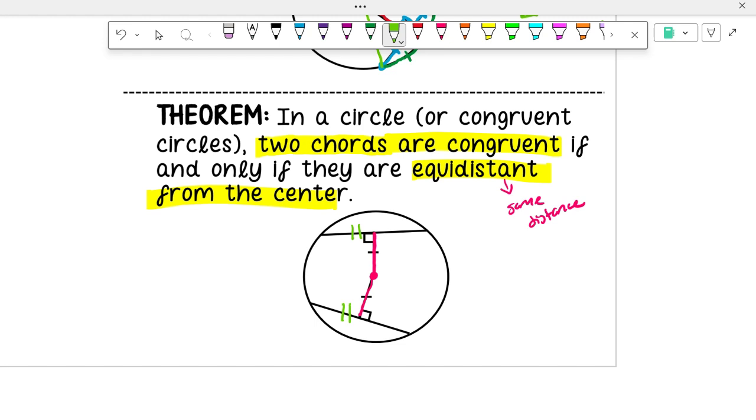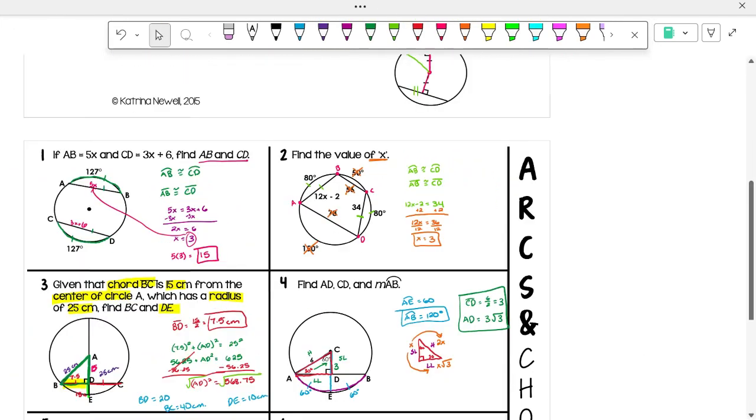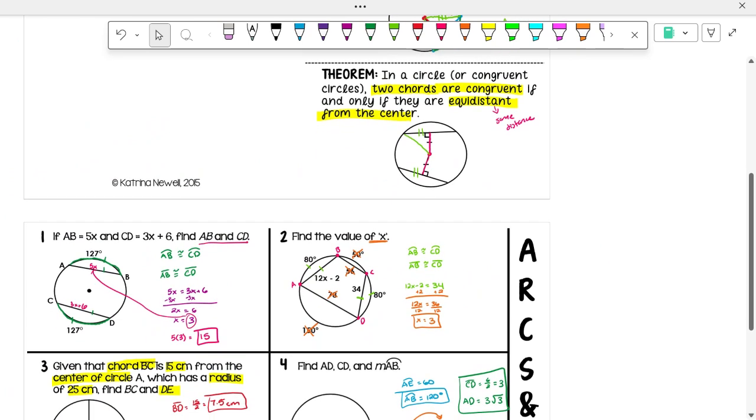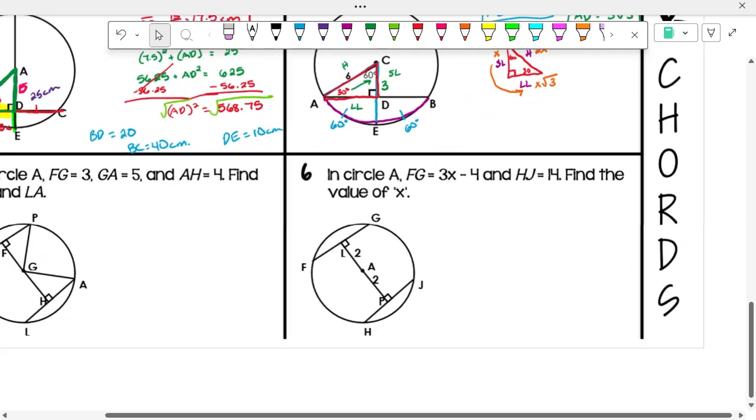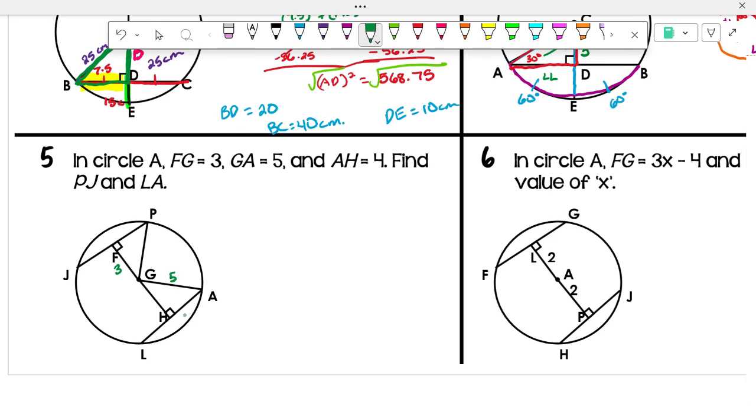Now, same thing. Sometimes you'll see some right triangles in here. So just draw radii. All right. Now, let's look at 5 and 6. So FG is 3, GA is 5, and AH is 4. And they want us to find PJ and LA.